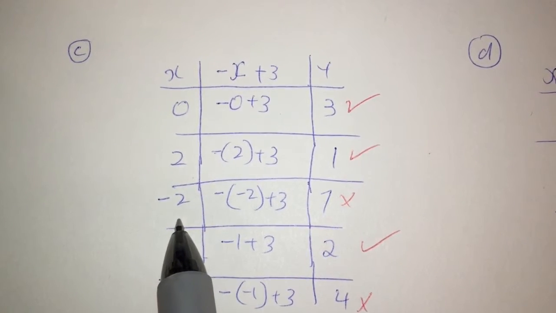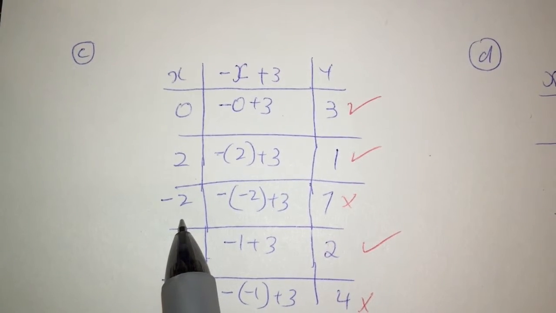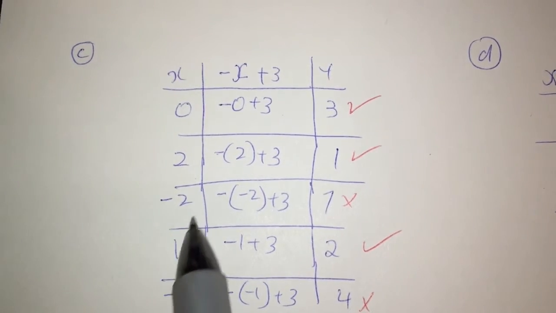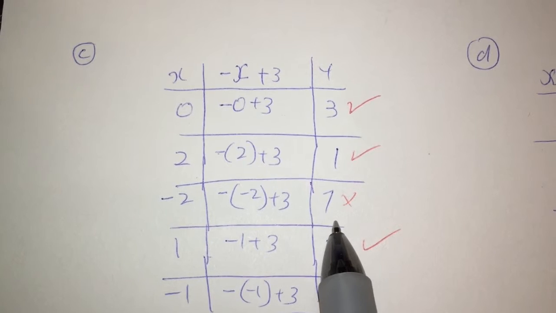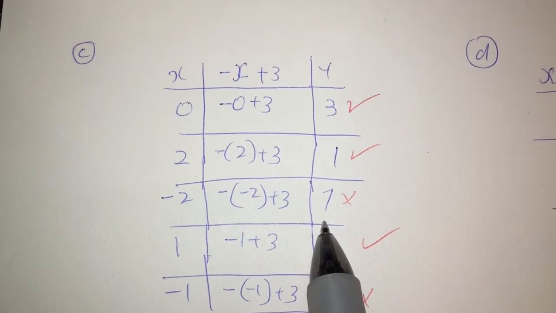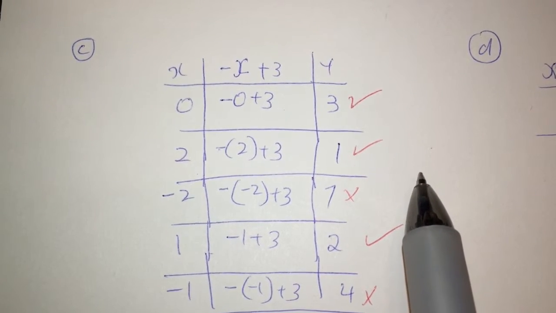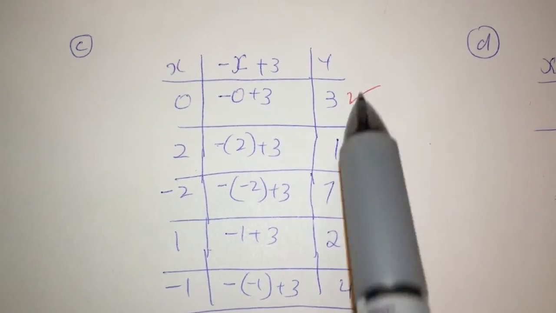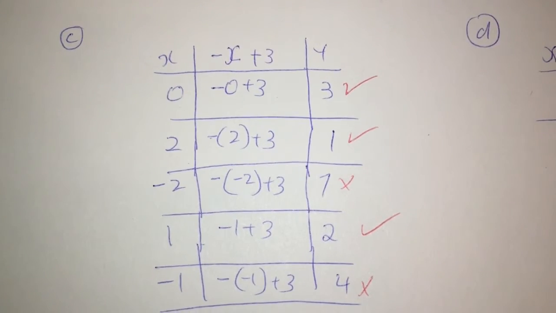So then you move on to the next step, which is assuming x is negative 2. So when x equals negative 2, the value of y is in fact 7. And go back to the graph and find out if that's correct. And you will find out that it's not correct. Okay, so now you know that C is not the answer. Now move on to the next one.